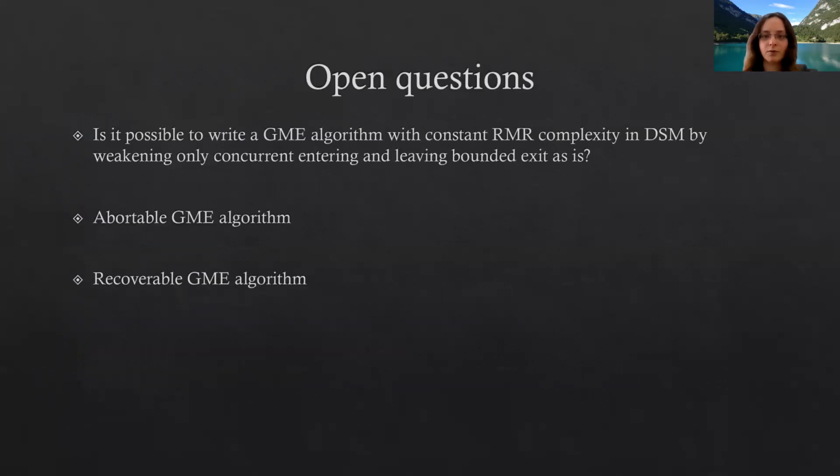There are still a few open questions, such as, is it possible to write a group mutual exclusion algorithm with constant RMR complexity by weakening only the concurrent entering property and leaving the bounded exit as is? It is possible to prove, using Danek and Hadzilacos' lower bound proof with minor modification, that the lower bound holds also when replacing only bounded exit with group bounded exit. So it's necessary to replace concurrent entering with a weakened version such as group concurrent entering. However, it's an open question whether we need to weaken the bounded exit property or may leave it as is.